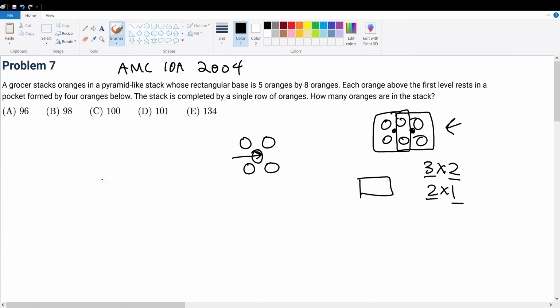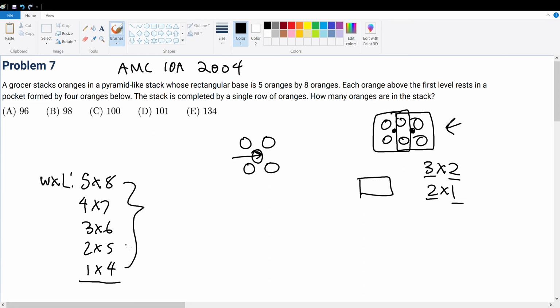So if I have a rectangular base, which is 5 by 8, this time measured by width by length, then that means each must decrease by 1 for every layer that we add. So the next layer will be 4 by 7, the next will be 3 by 6, next will be 2 by 5, and the final one will be 1 by 4. Because after we stack this, the width will be 0, and a width of 0 means we cannot put anything in. So these will be the only possible layers that the grocer can put.